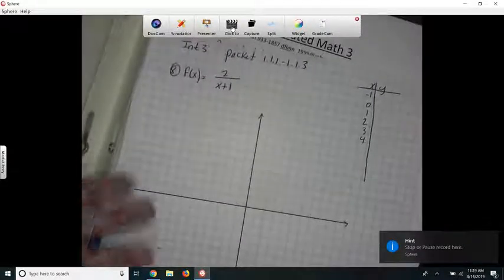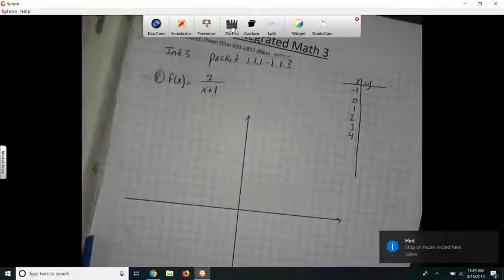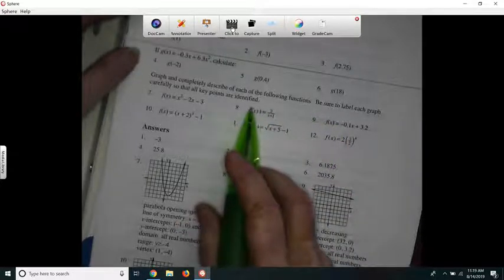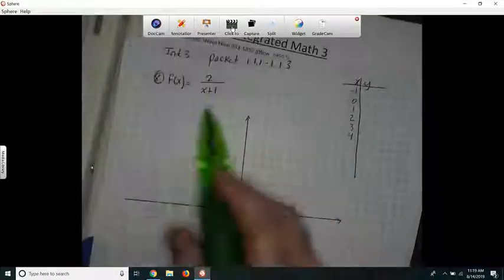Here's problem number 8 from your Integrated 3 packet that you had for your homework. It says, graph and completely describe each of the functions. Be sure to label each graph carefully so that all key points are identified. So we're doing number 8, so I've just written number 8 on the paper here.